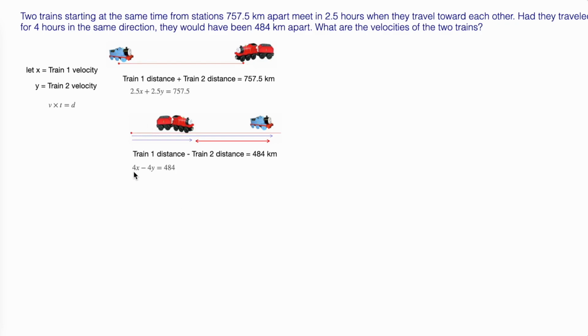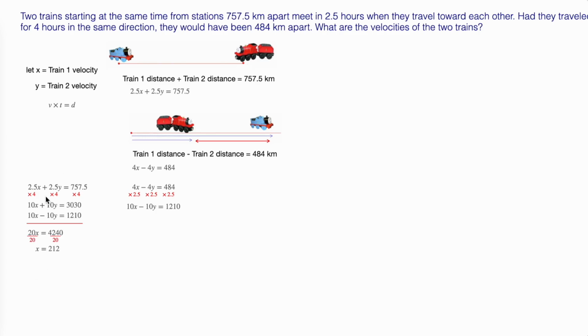If I multiply this equation by 2.5 and the first equation by 4, we're going to get similar coefficients for the x's and y's. This is my first equation. If I multiply each term by 4, I end up getting 10x plus 10y is equal to 3030. If I take this equation and multiply everything by 2.5, we end up getting 10x take away 10y is equal to 1210. If I add these two equations together, I get 20x plus 0y is equal to 4,240. Divide both sides by 20, we have x is equal to 212.